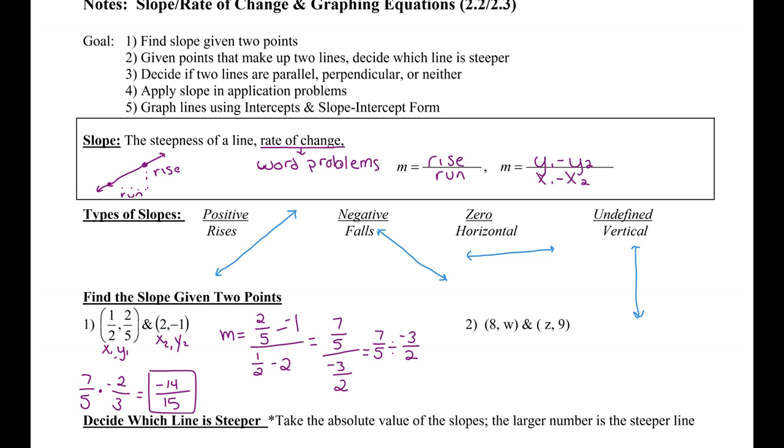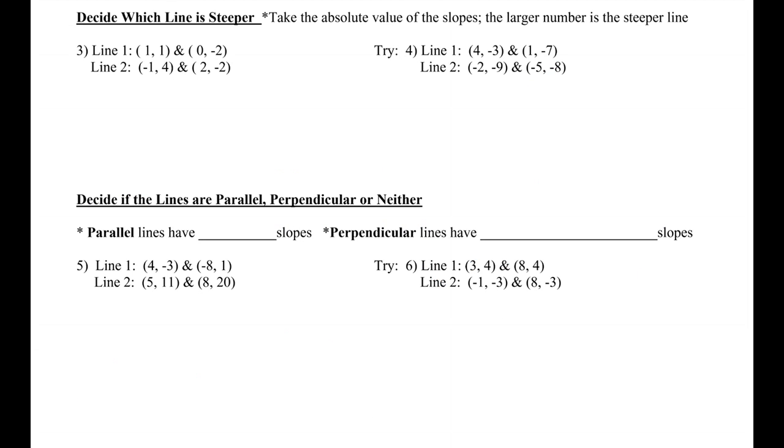Please pause the video and try example 2 on your own. Notice that you will not be able to simplify because you will have two variables left in your equation. The next part of our notes asks to decide which of two lines is steeper. To find this, we are going to take the absolute value of the slopes. The larger number of the two will be our steeper slope.